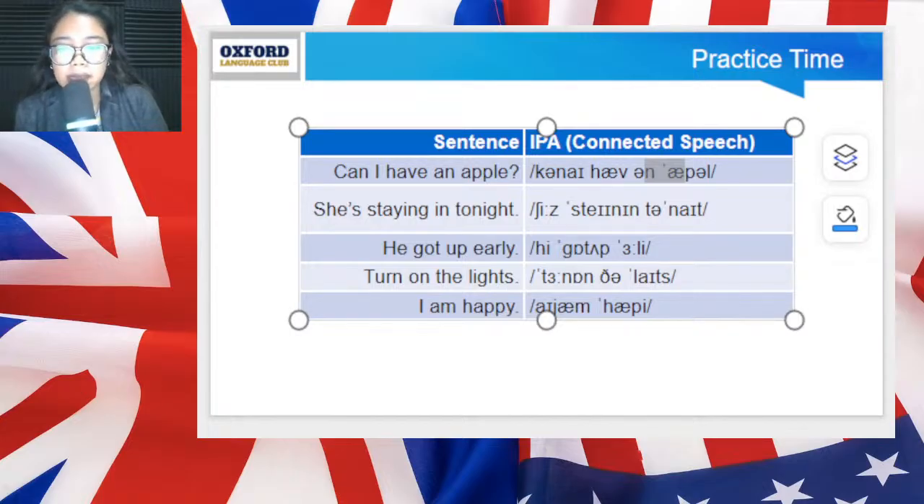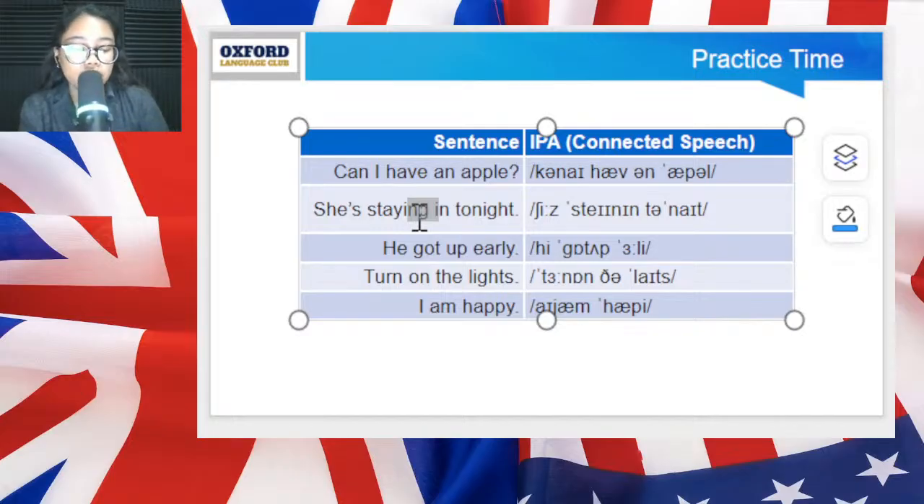Let's move to our next example. She's staying in tonight. Say it slowly, word by word. She's staying in tonight. Now let's connect it. The important part here is staying in. Staying ends with an NG sound and in starts with an I sound, like E. In natural speech, that NG sound links directly to the E sound in. So that one I highlighted. So it just slides right into the next word.